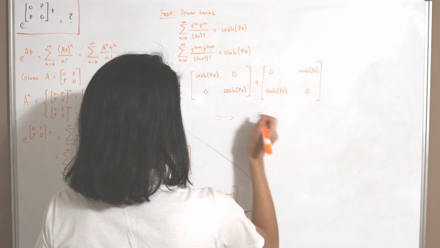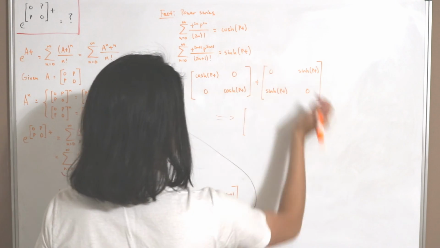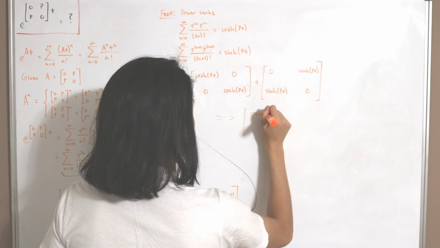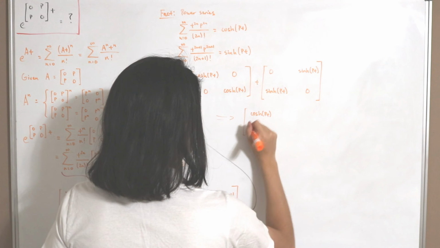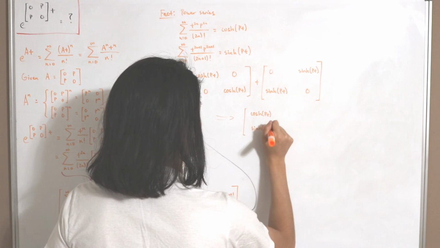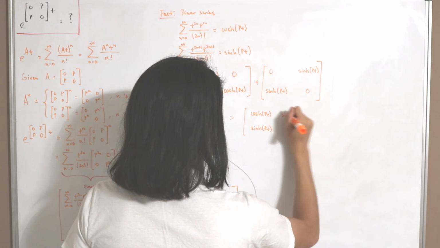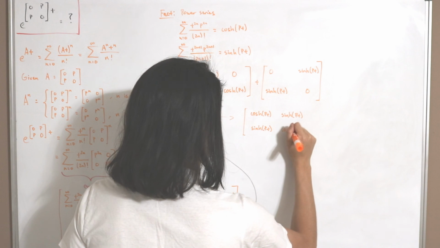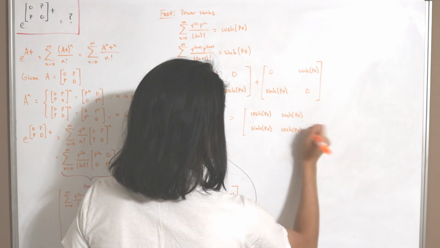And so therefore we do some matrix algebra. We just add the two matrices together. We get that this is hyperbolic cosine pt, that's the top left corner. Bottom left corner, this is hyperbolic sine of pt. And top right corner, hyperbolic sine pt. And then bottom right corner, hyperbolic cosine pt.